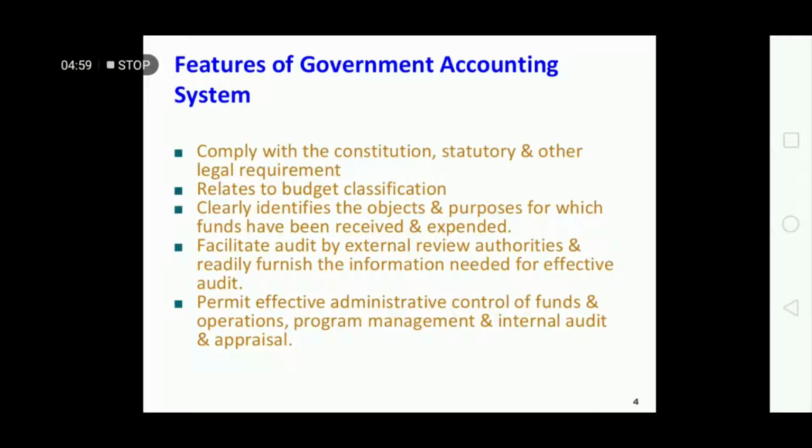The last characteristic of government accounting system (GAS) is permit effective administrative control of funds and operations, program management, and internal audit and appraisal. Accounting system must be developed in this manner. For example, through vote accounting. So what is vote accounting? Vote accounting is a relevant mechanism developed to ensure effective recording of public sector activity. Specifically, a vote book records allocation of funds received, actual amount of spending, committed liability, as well as fund balances.